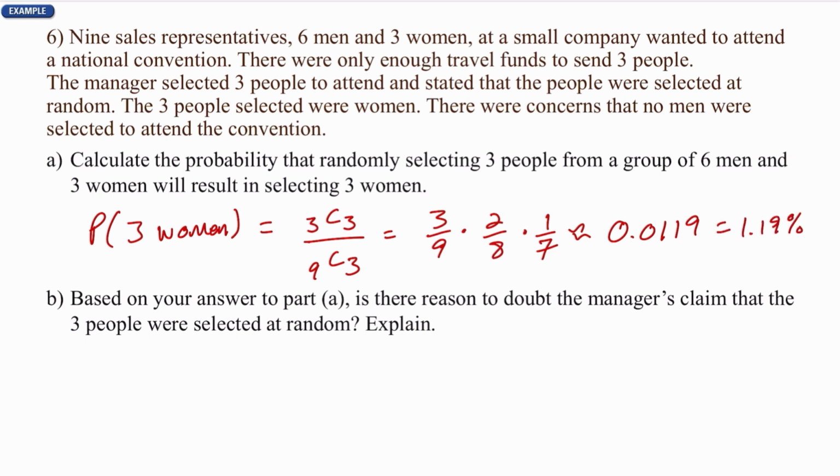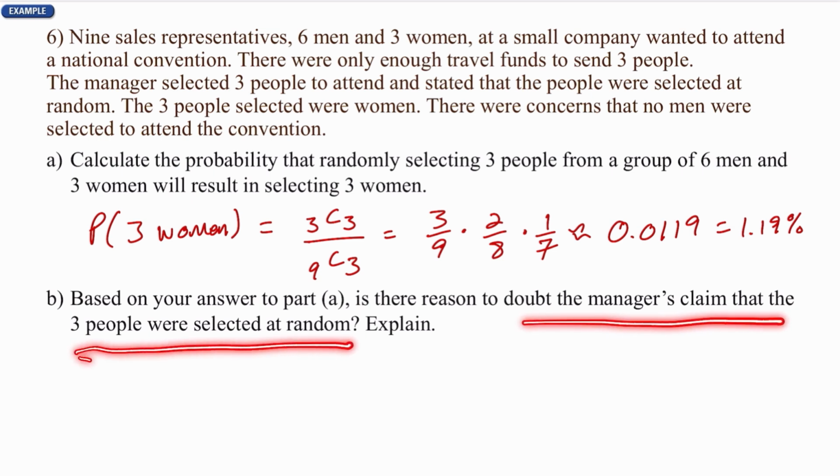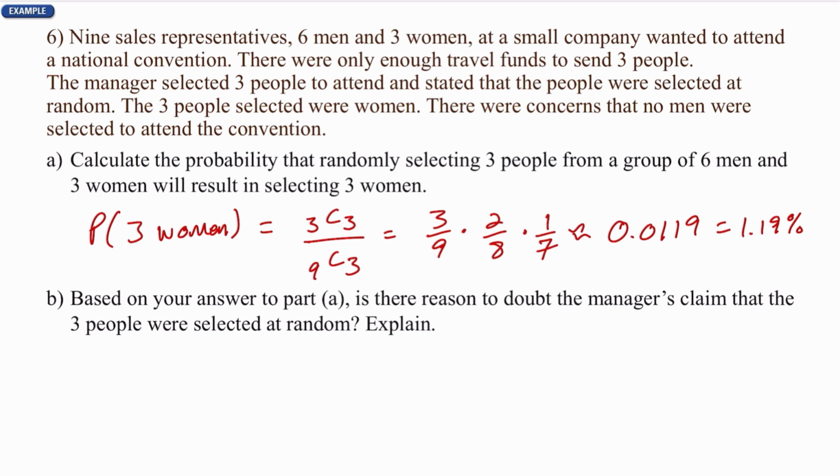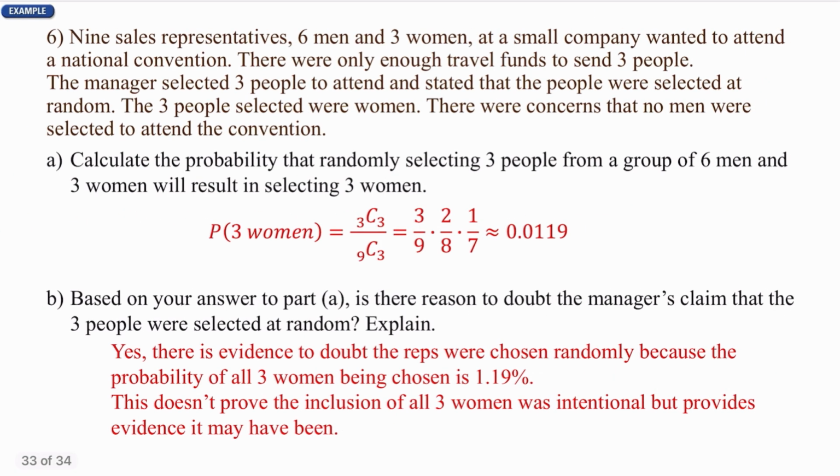So that's like 1.19%, right? So you don't have to write the percent, but just bringing up here, based on your answer, is there reason to doubt the manager's claim that the 3 people were selected at random? Yeah, I would say that there's some doubt here. If there's only a 1.19% chance that the 3 people selected would all be the women, there's definitely some doubt there. So you can see what I have here. Yes, there's evidence to doubt the representatives were chosen randomly because the probability of all 3 women being chosen is only 1.19%. So this doesn't prove that the inclusion of all 3 women was intentional, but it provides evidence that it may have been. The end.